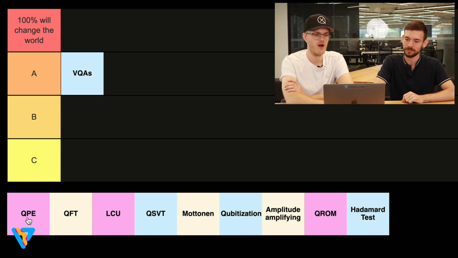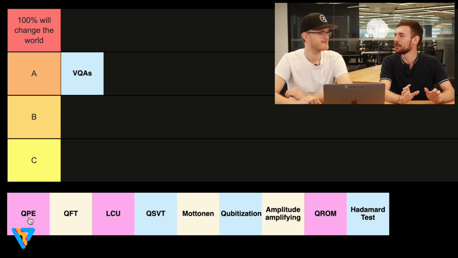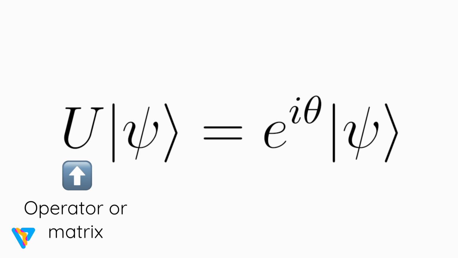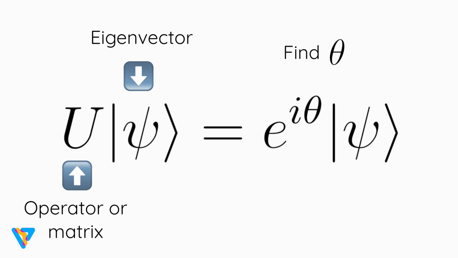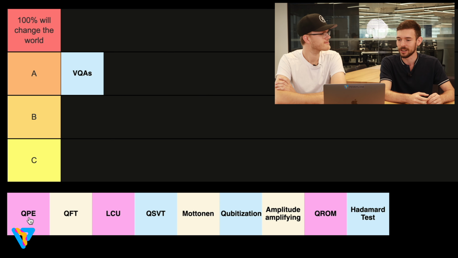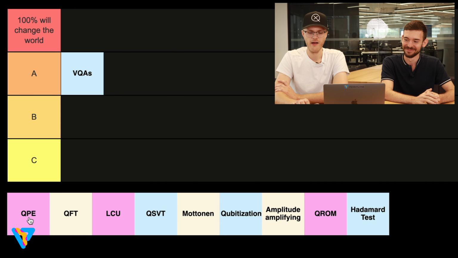Next one up is quantum phase estimation. From the mathematical point of view, quantum phase estimation is an algorithm where you have a matrix or an operator, you have an eigenvector, and your goal is to find the eigenvalue of this eigenvector. And this seems very difficult to understand maybe, but it has a lot of different applications like quantum chemistry and optimization problems like the travelling salesman. I really like this algorithm, I have to say.